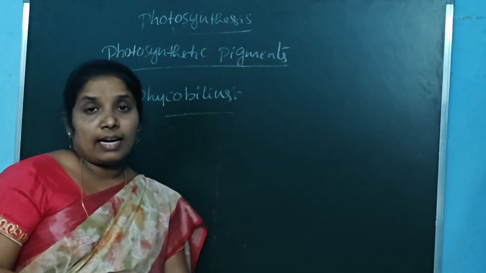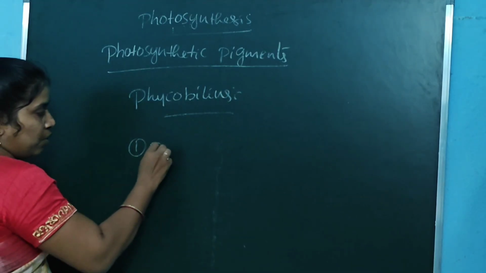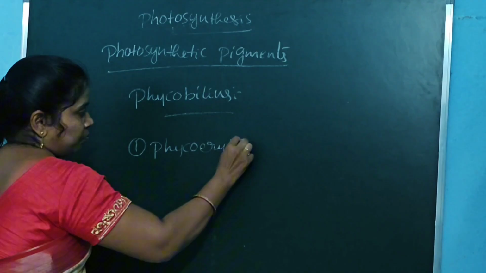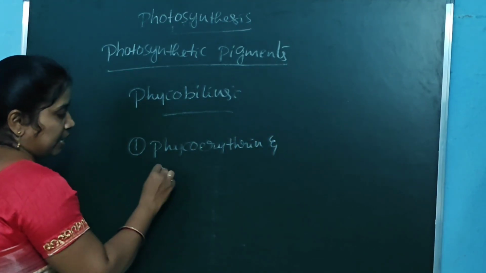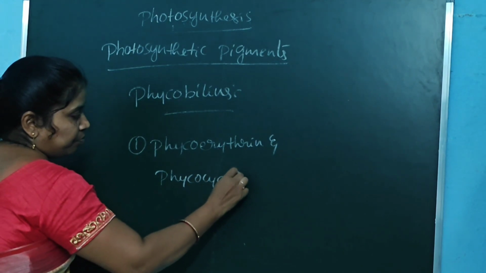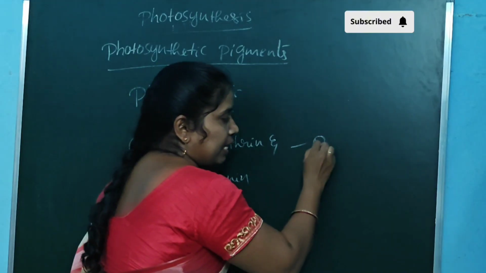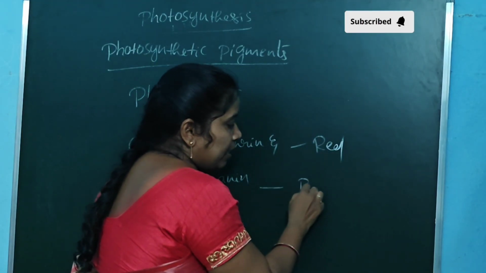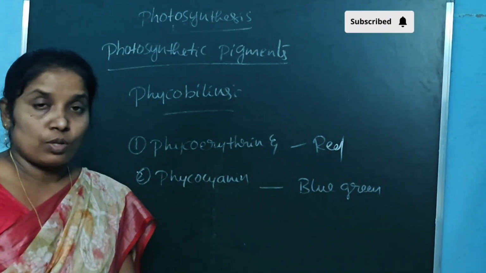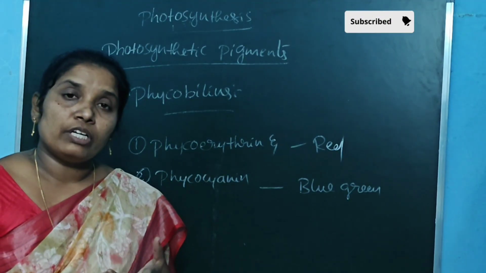Phycobilins are the third category of pigments. There are again two types: phycoerythrin and phycocyanin. Phycoerythrin is the red pigment found in red algae. Phycocyanin is the blue-green pigment found in blue-green algae. Phycobilins are water-soluble pigments, and they are exclusively found in algae.